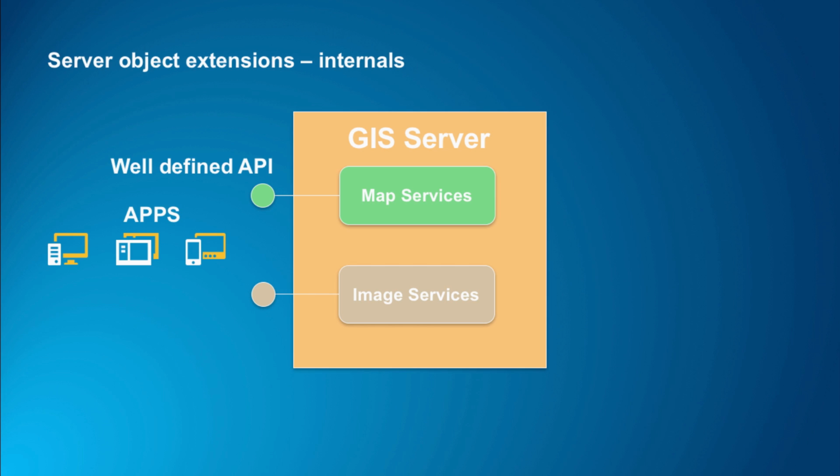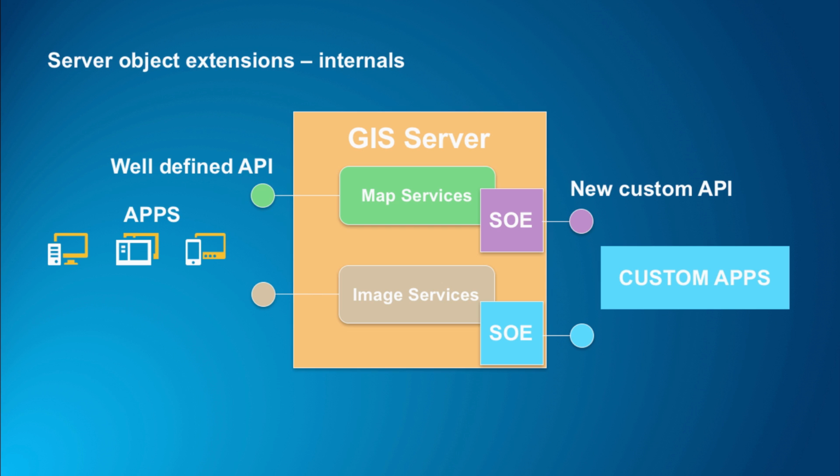Now when you write server object extensions, they get deployed and they attach themselves to the map service or the image services. But because they attach themselves, they are exposing new APIs that our built-in applications are unable to talk to, or they don't know how to talk to these new APIs. So what you need is custom applications. Either it's a desktop plugin or it's a custom web application that's connecting to your custom API written as a server object extension.